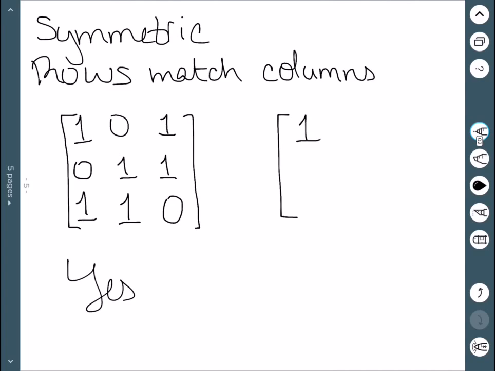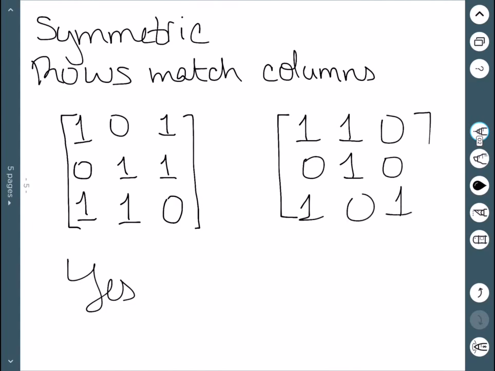On the other hand, if I had a matrix that looked like this, this one would not be symmetric because if I look down my first row, I have a 110, but my first column has a 101, and those do not match. So this is not symmetric.